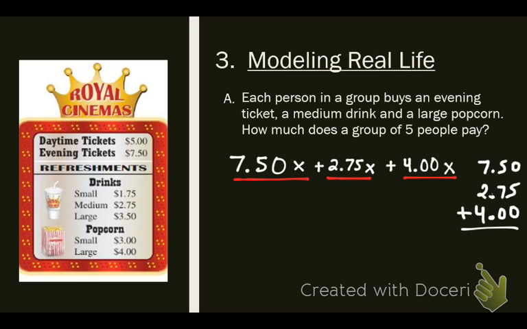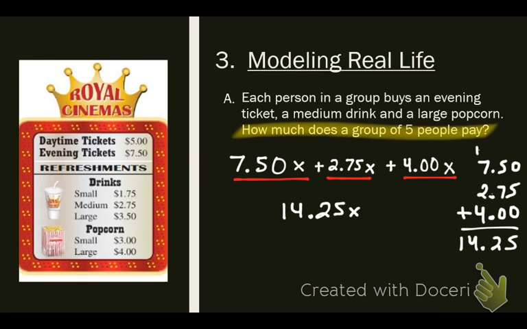Okay, guys, when you added all that together, what'd you get? $14.25. Now, it's a part of the X family, so I'm going to keep the X there. As I go back up to look at my final question, it says, how much does a group of 5 people pay? So this X was counting for one person. For one person to go to the movies, get a ticket, a drink, and a large popcorn, it was $14.25.